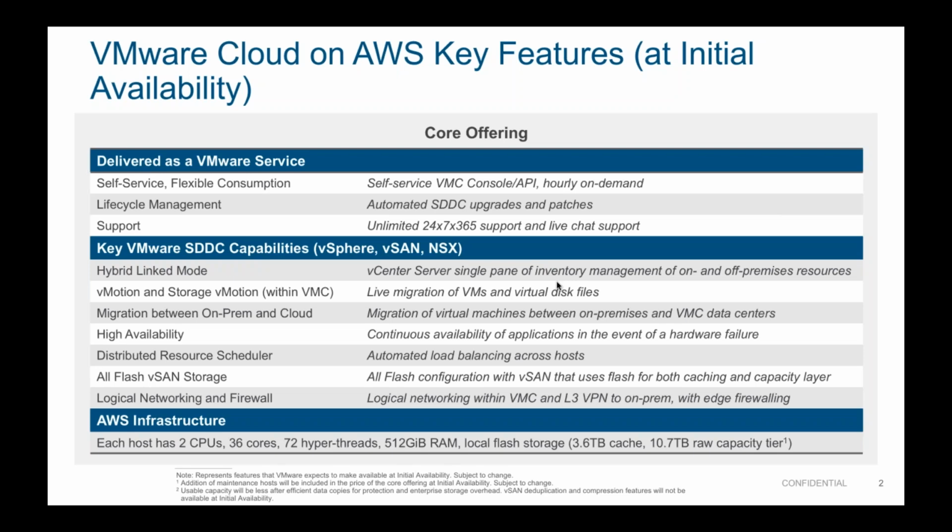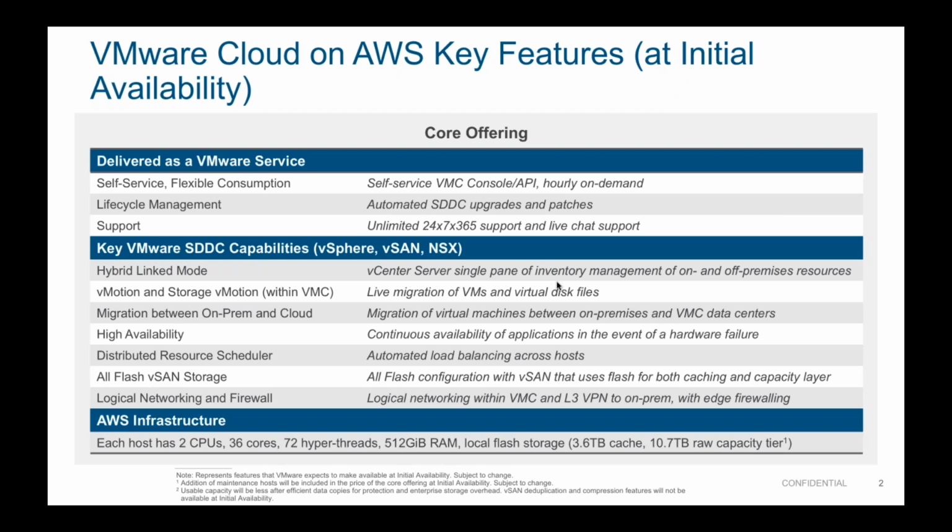The second one is vMotion. A lot of customers are talking about vMotion because they want to move workloads back and forth without downtime. So vMotion is available inside of VMware Cloud on AWS. You can do live migration, but migration between on-prem and cloud is not available yet. It's in development. It will be available in the second release, in November.